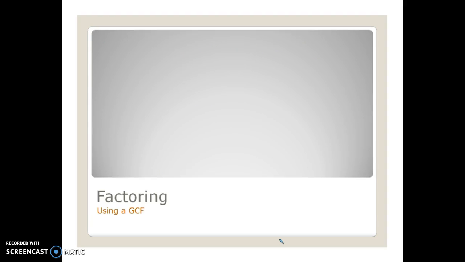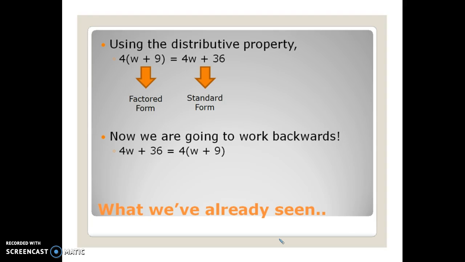Now we're going to factor by taking out that GCF. So we've got to find our GCF for all the terms, and then we're going to pull it out. So before, we've multiplied using the distributive property. Anytime you have a monomial times a binomial or trinomial, you just multiply. So like this 4 out front, I would distribute to the w and the 9 and get 4w plus 36. So factored form is when it's being multiplied, and then once you multiply it, that gets it to standard form.